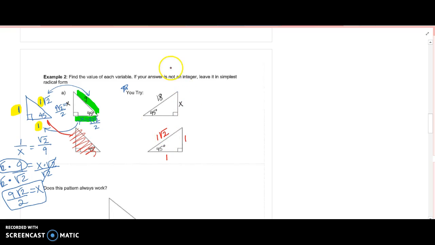So my proportion would look like this. It would be x is to 1 as 18 is to square root 2. That's not the only correct way to set it up, but that's one correct way. X is to 1 as 18 is to square root 2. Again, we cross multiply. X times square root 2 is x square root 2. 18 times 1 is 18.